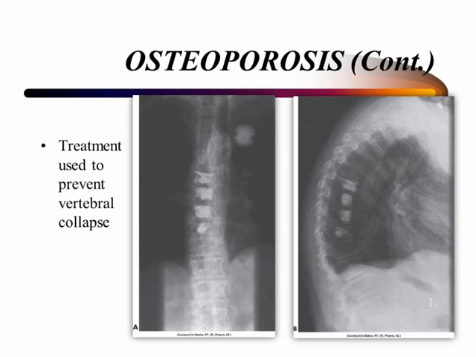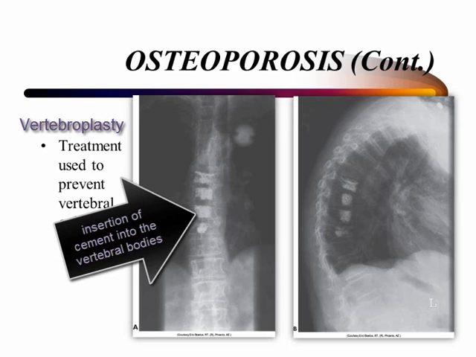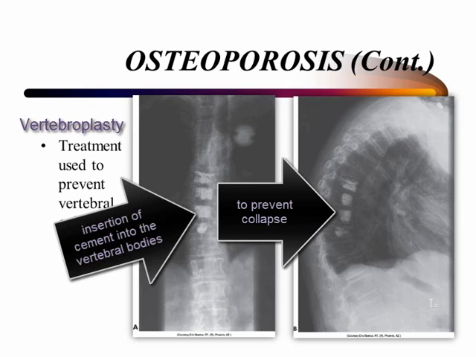One of the treatments used to prevent vertebral collapse in patients with osteoporosis is a vertebroplasty, and these AP and lateral projections were performed of the thoracolumbar region on an 81-year-old woman after she had vertebroplasty.